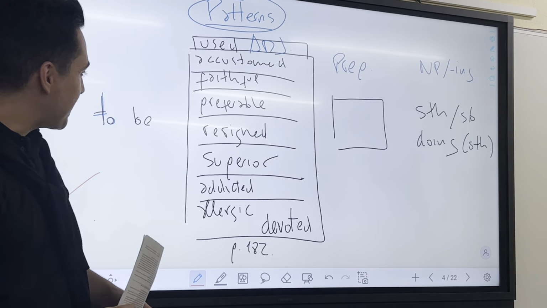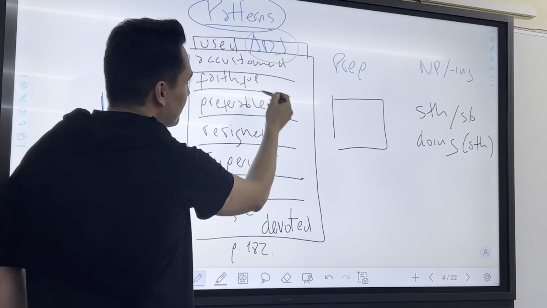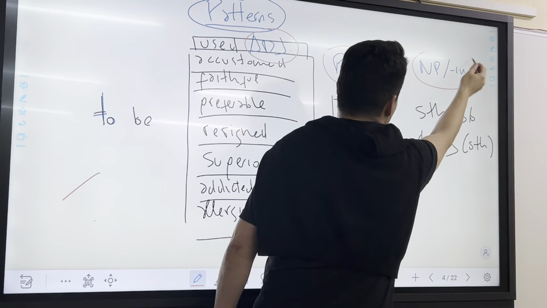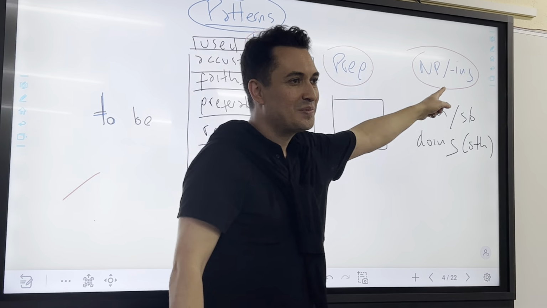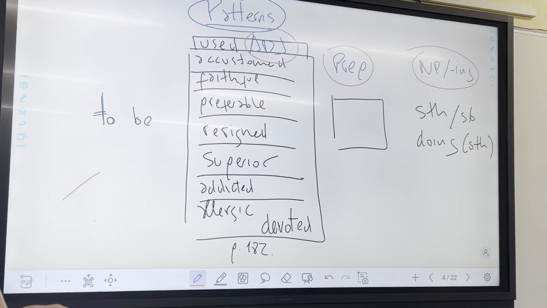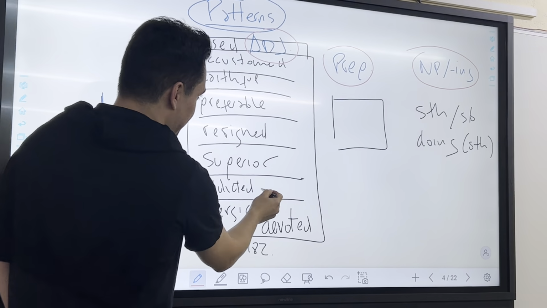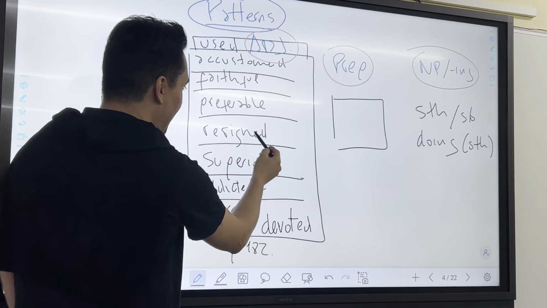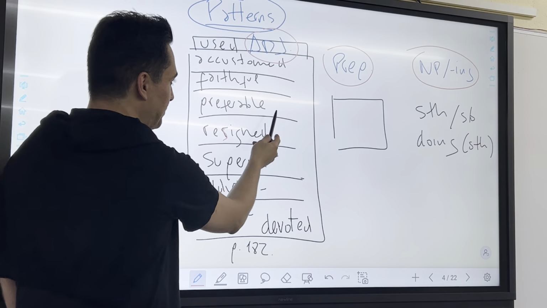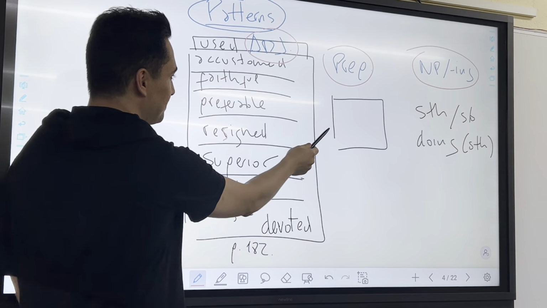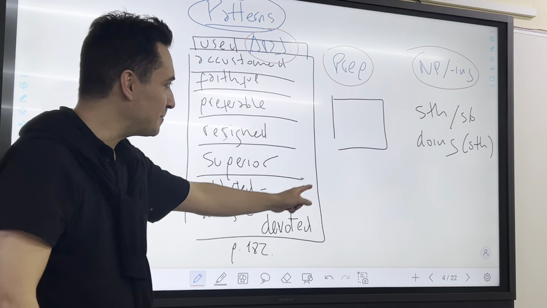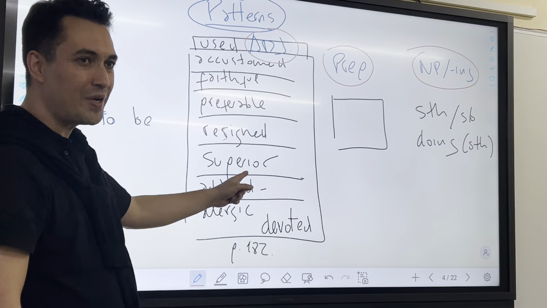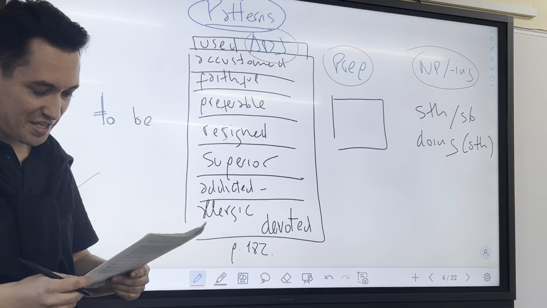The pattern that we have here is adjective, preposition, noun phrase. Remember this pattern. Adjective, preposition, noun phrase. Now, within these patterns, let's guess the preposition together. To be addicted, something. To be resigned, something. To be preferable, something. To be faithful, something. To be accustomed, something. To be devoted, something. To be superior, something. What is the best preposition?